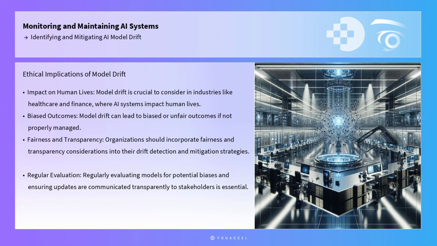It is also essential to consider the ethical implications of model drift, particularly in industries where AI systems impact human lives, such as healthcare and finance. Model drift can lead to biased or unfair outcomes if not properly managed. Therefore, organizations should incorporate fairness and transparency considerations into their drift detection and mitigation strategies. This includes regularly evaluating models for potential biases and ensuring that updates and changes are communicated transparently to stakeholders.